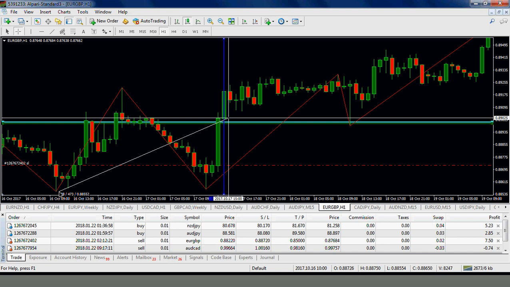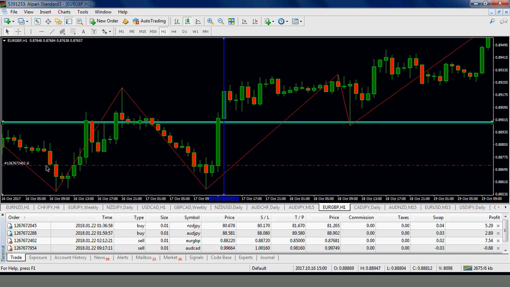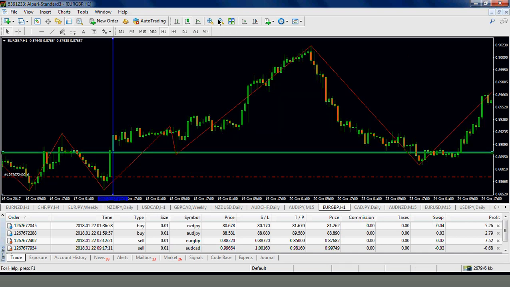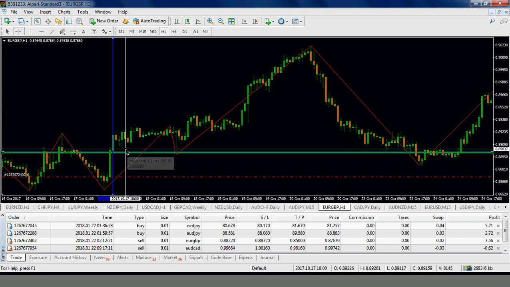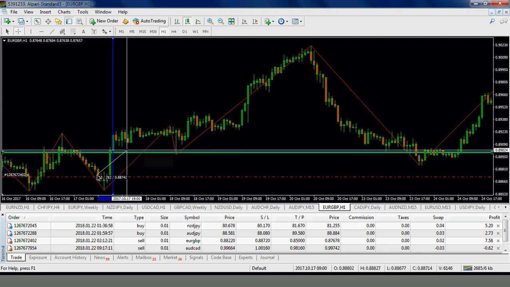So let's see what happened in the market. The market actually went in our direction and we won that trade. We get to 50 pips and we go for like 80 or 90 pips.